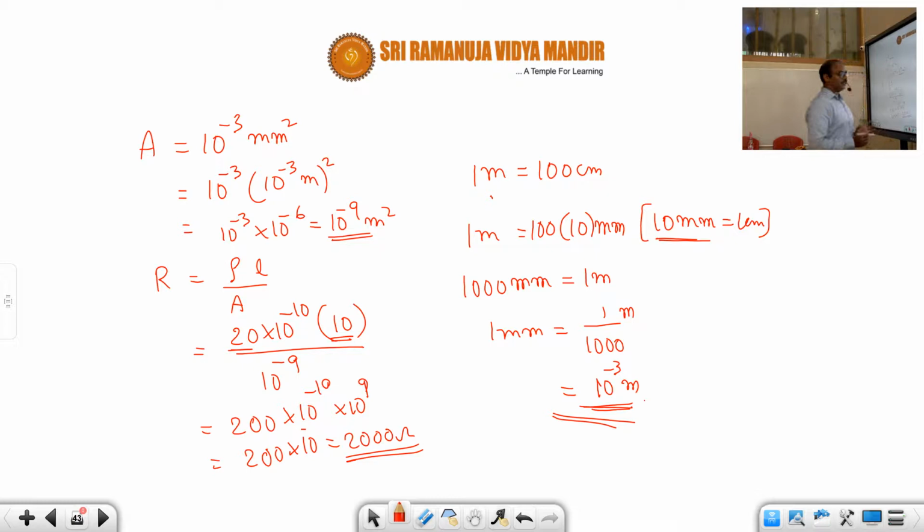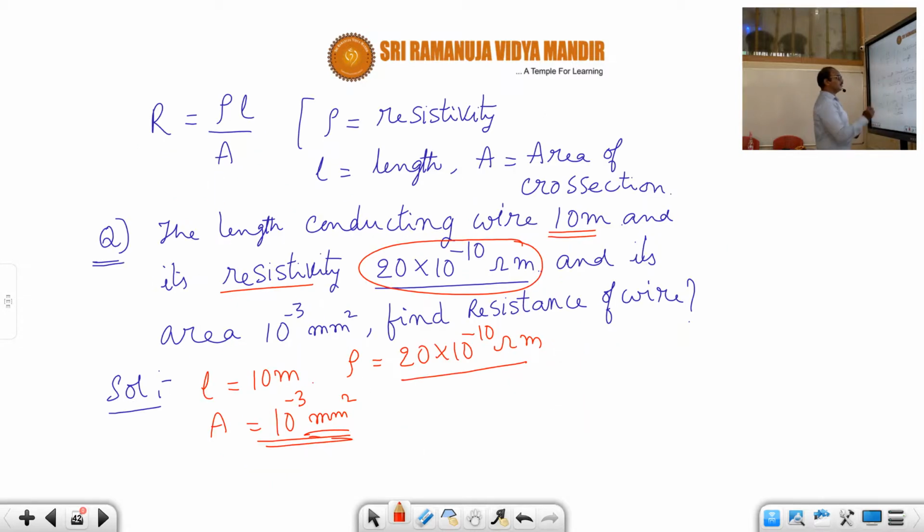Okay, area. Generally in our SI system the area is meter square, but here they have given the area in millimeter square. So that's why you have to convert that millimeter into meter square. 1 millimeter equals, you know this value, 10 power minus 3 meters. So this is how you can convert, and you can use this formula where resistance R is equal to rho into L divided by area. Understood students?